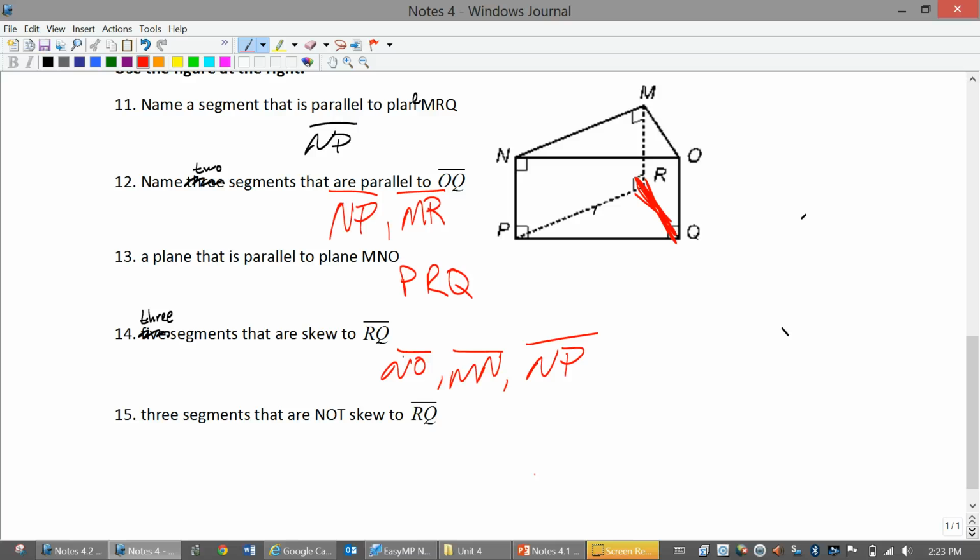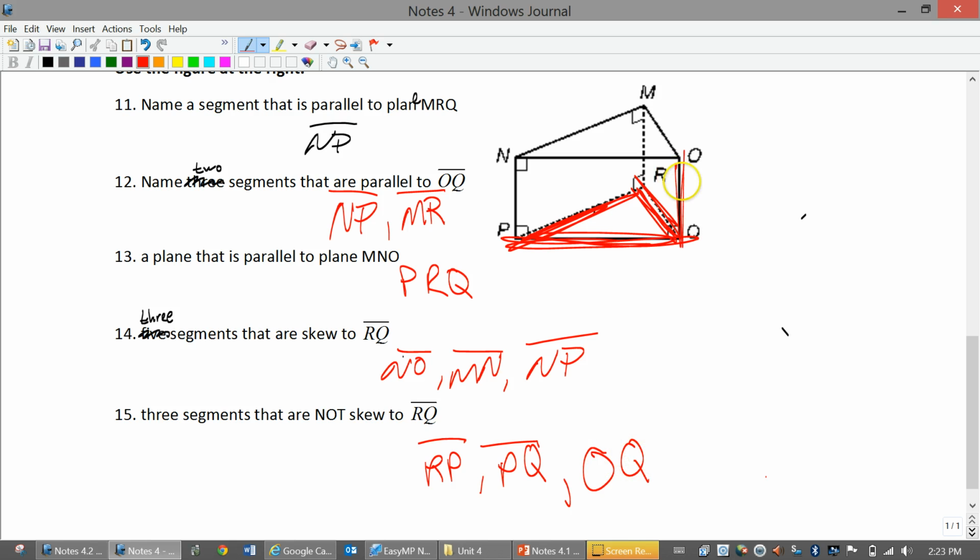Okay, and then the last one. Three segments not skew to RQ. RP, PQ, OQ. There's more: MR, MO. All of those are not skew, because they either intersect or are parallel. Okay, any questions on that?